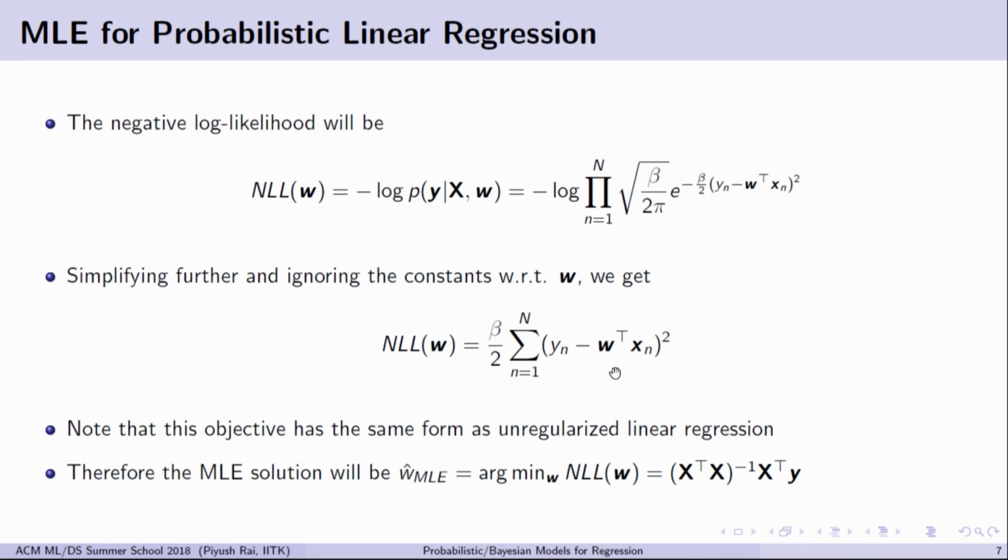Any questions up to this? So far we have only established the notation. We have talked about the likelihood model and the prior distribution, and we have shown that doing maximum likelihood is equivalent to solving this least square minimization problem, which gives us the same solution that we get by solving least square.